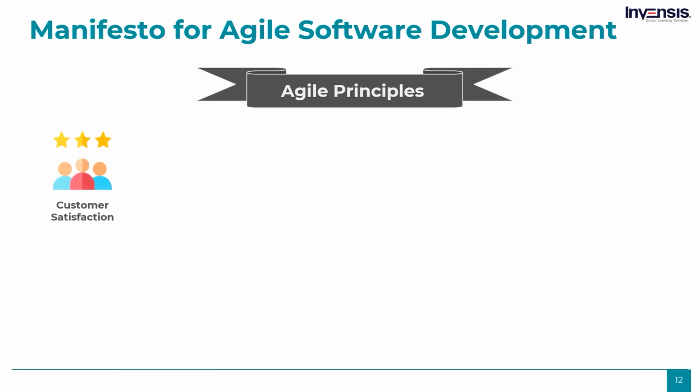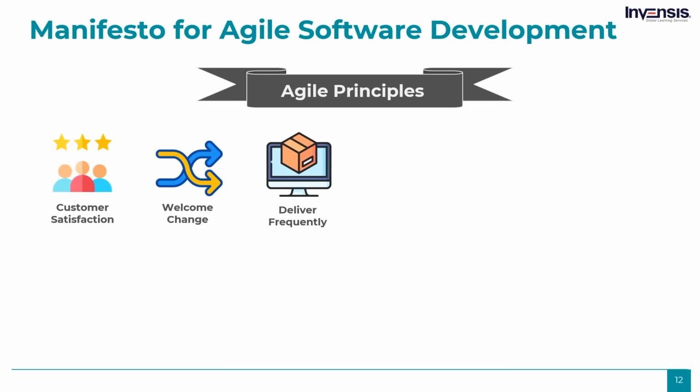The first principle says, our highest priority is to satisfy the customer through early and continuous delivery of valuable software. The second principle states, welcome changing requirements, even late in development. Agile processes harness change for the customer's competitive advantage. The next principle is, deliver working software frequently, from a couple of weeks to a couple of months, with a preference to the shorter timescale.